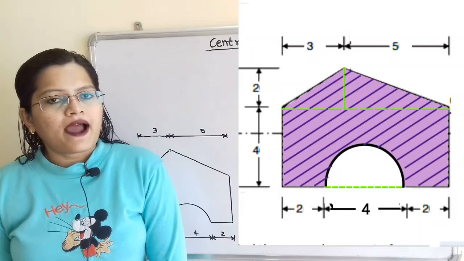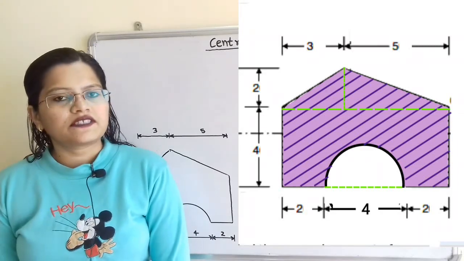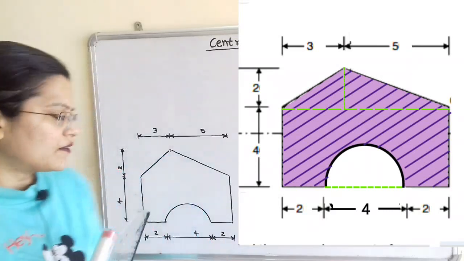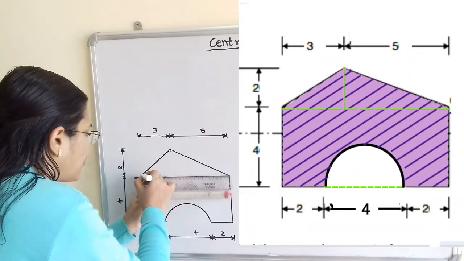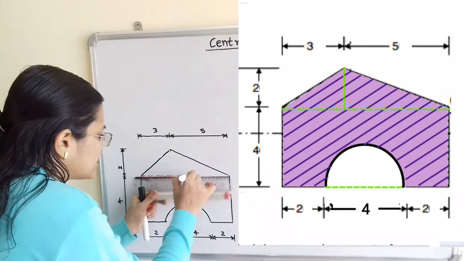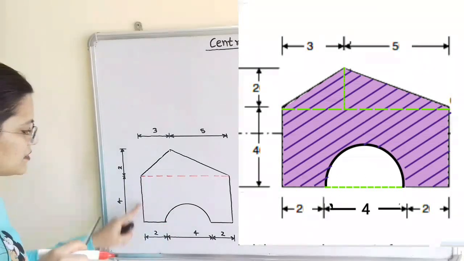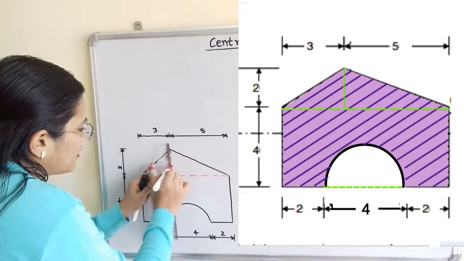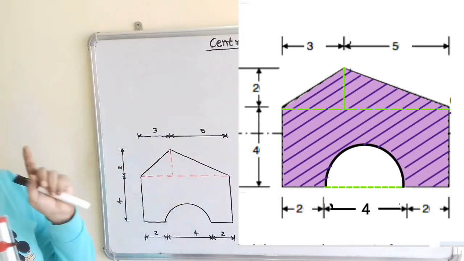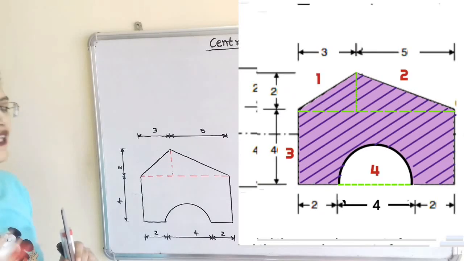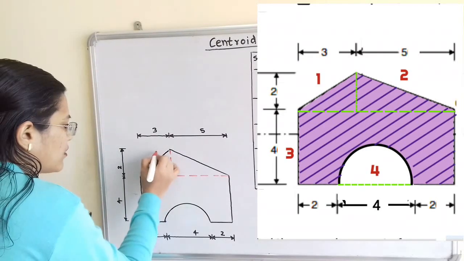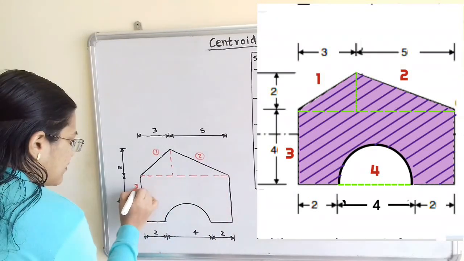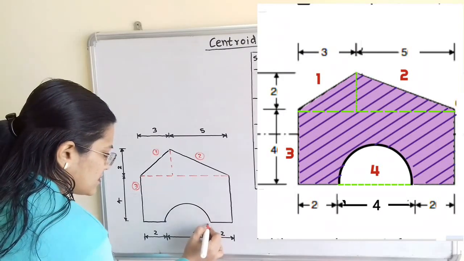We will make parts into simple shapes such as right angle triangle, rectangle and semicircle. So we will make one construction line. If I draw one construction line, then this shape is in the form of a rectangle. Now I will draw one vertical line, then there is the formation of two right angle triangles. Now we will give numbers to these shapes. This is the first shape, this is the second shape, this rectangle is the third shape and the semicircle is the fourth shape.